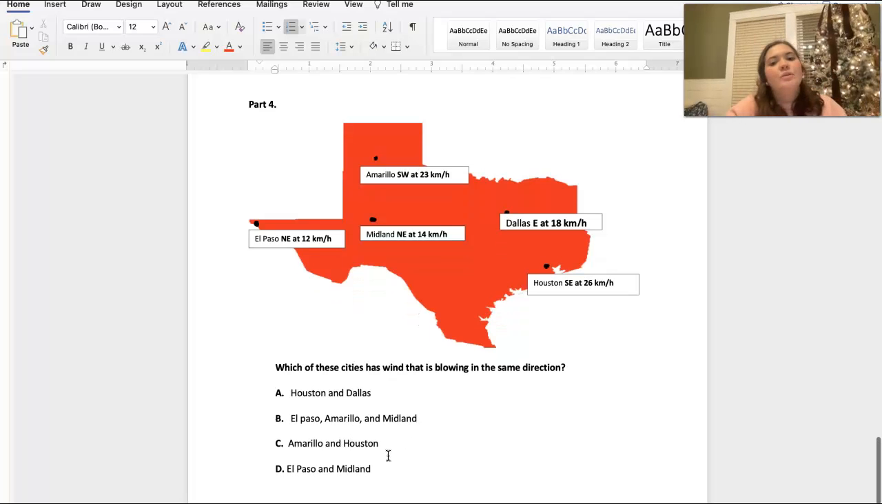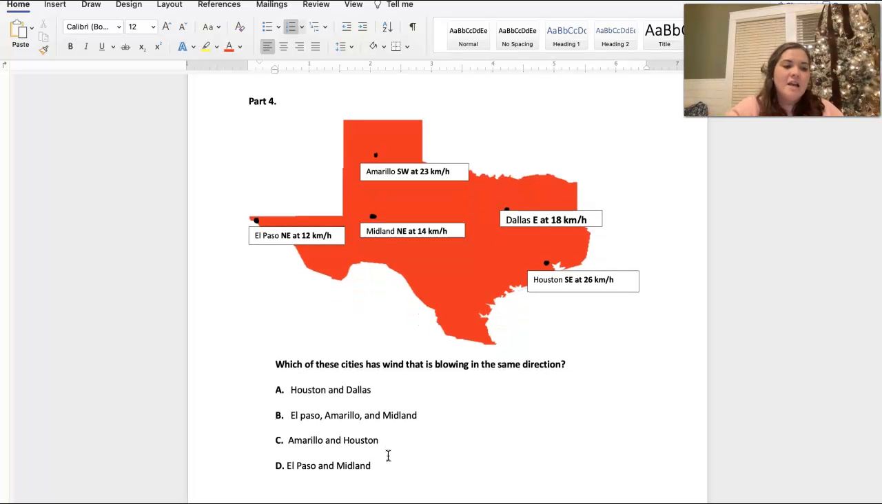Now on part 4 right here, we're going to look at the state of Texas. And we're going to be looking at the wind direction. Which places do you see that have the same direction of wind? Does Houston and Dallas have the same direction of wind? One's blowing east and one's blowing southeast. That's not the same direction. What about El Paso and Amarillo and Midland? El Paso and Midland are both blowing northeast, but Amarillo is blowing southeast. So that's partially right, but that's not completely it.